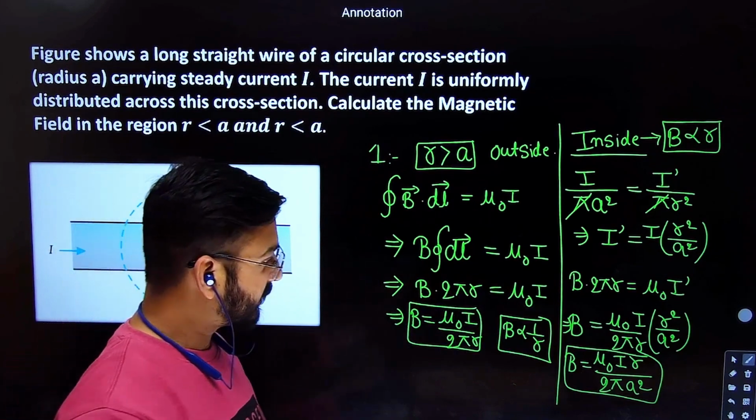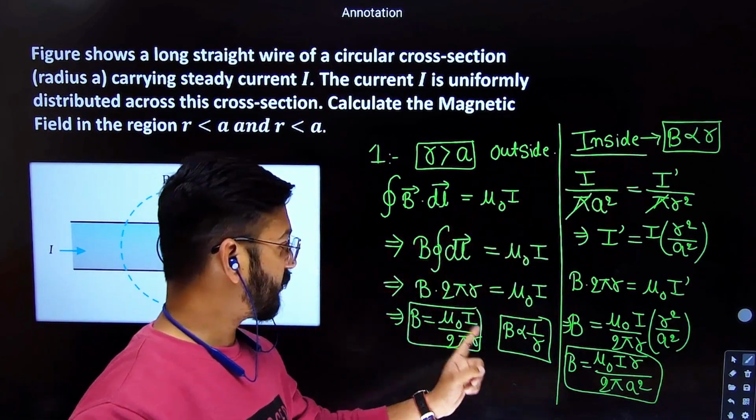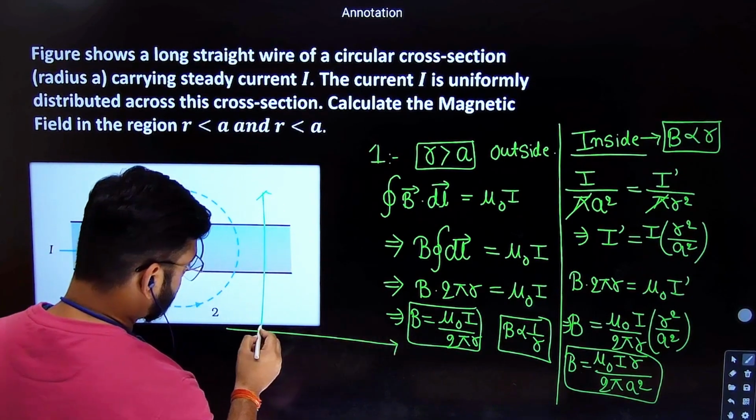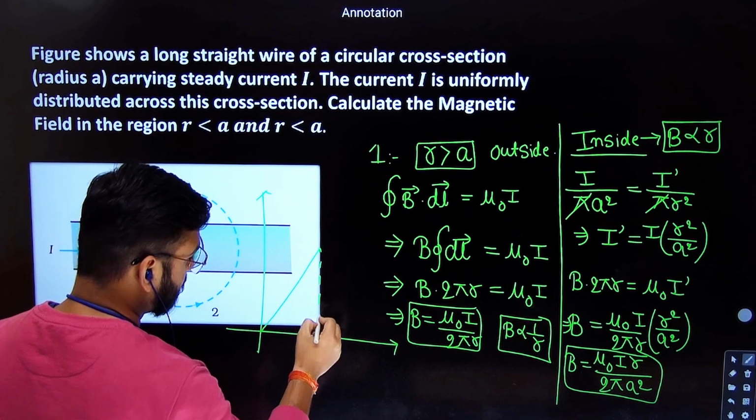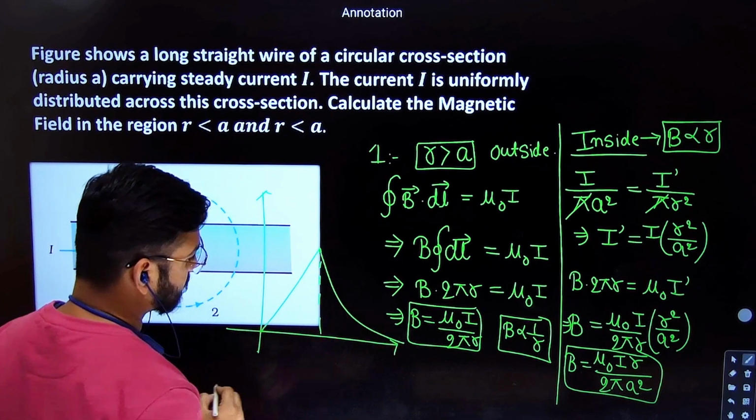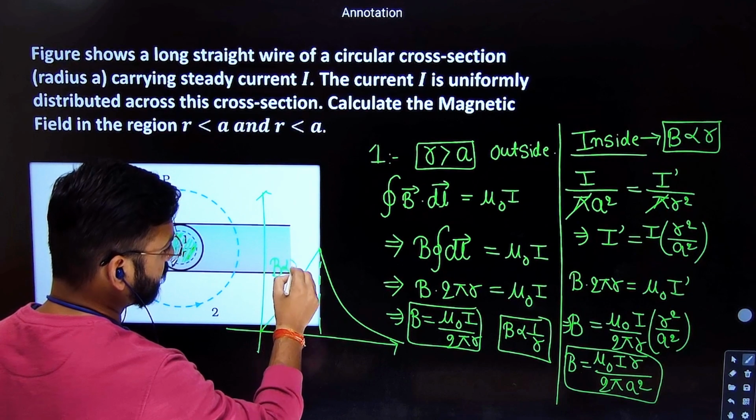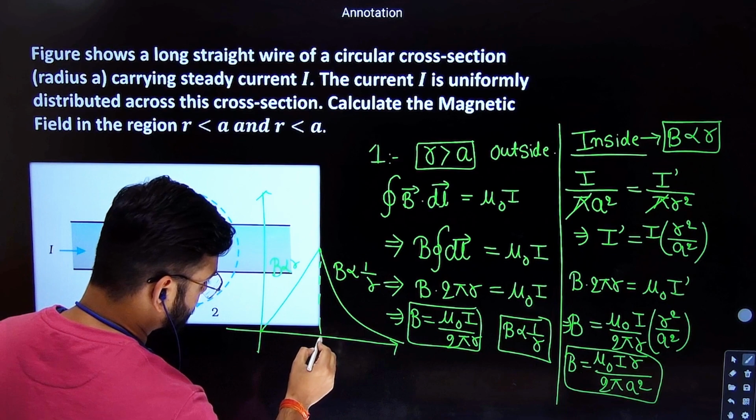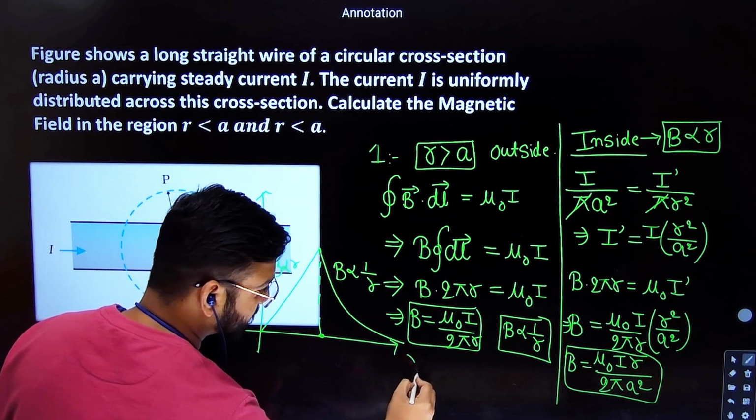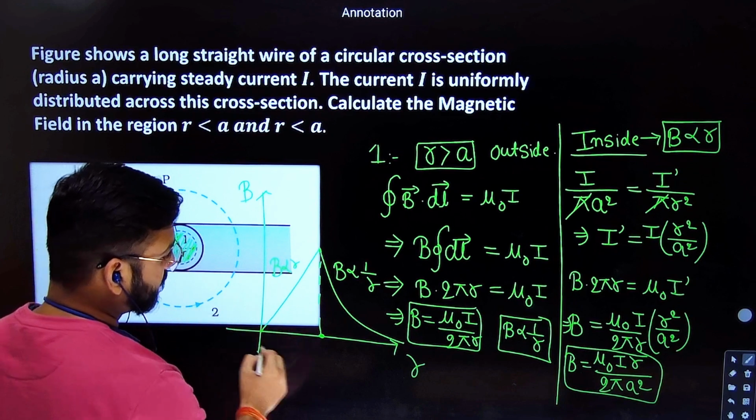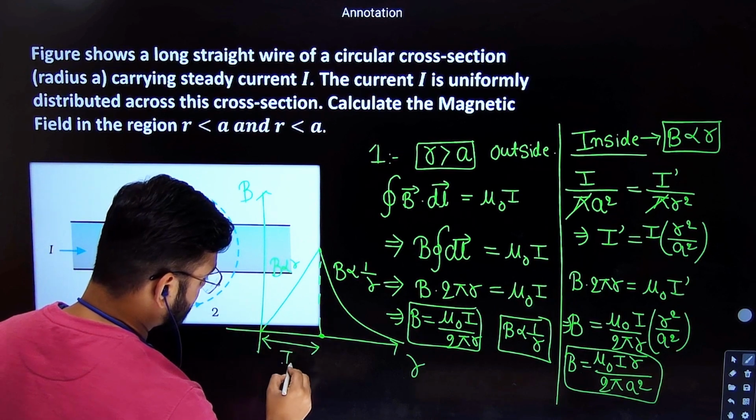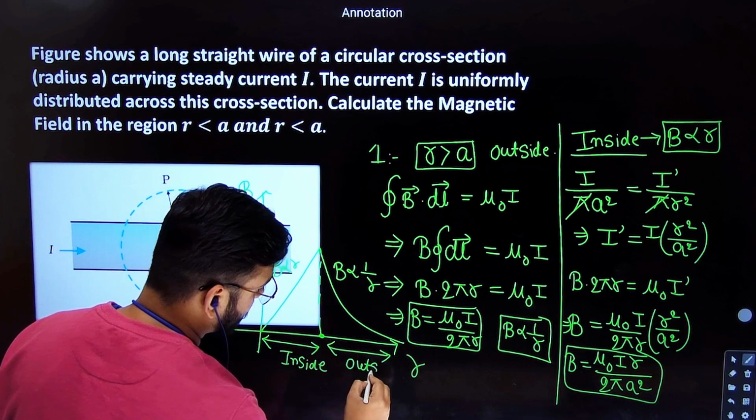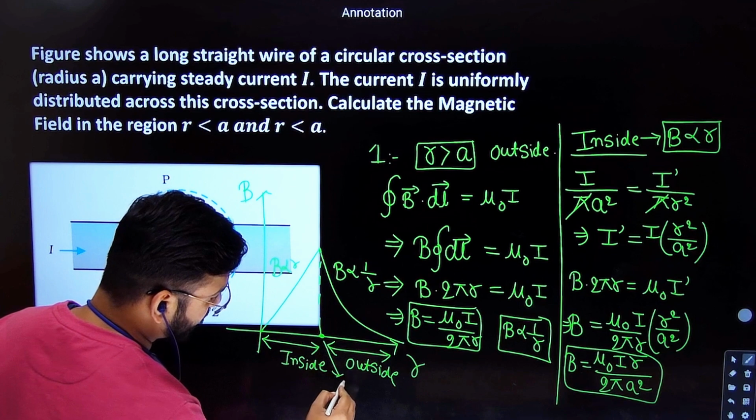Okay students, let's draw the graph. As you can see, for the inside point, directly proportional. For the outside point, inversely proportional. So let's draw the graph. So this is B directly proportional to r. This is B inversely proportional to r. This point will be what? This distance. So first of all, mark the axis. This is r, this is B. So this is for inside, this is for outside, and what will be this point? This coordinate will be a.